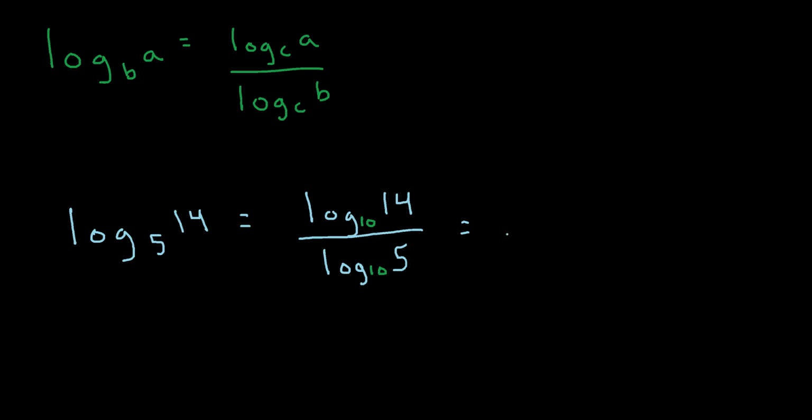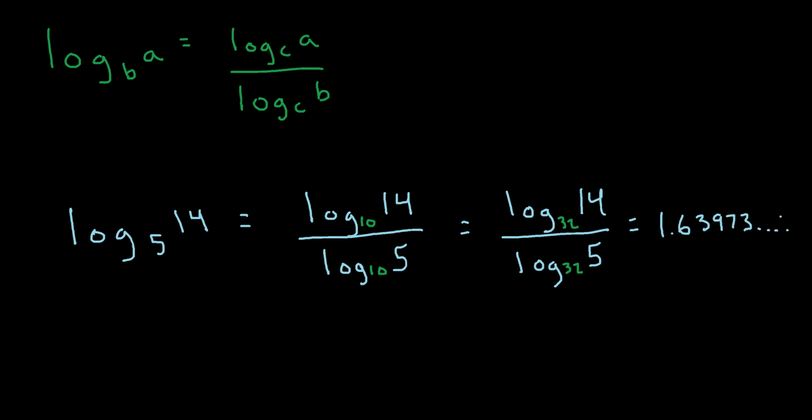Or if we wanted to, we could say log base something of 14, log base something of 5. And that base can be whatever we want. So maybe we'll choose 32 and 32. That's totally valid. As long as the numerator and the denominator have the exact same base, you can choose any base that you would like. And if we punch that into a calculator, our answer will be something like 1.63973 with a bunch of numbers after it. And that would be our answer.